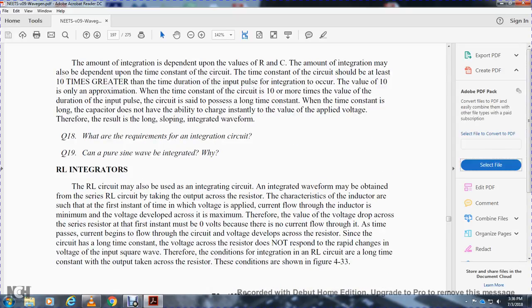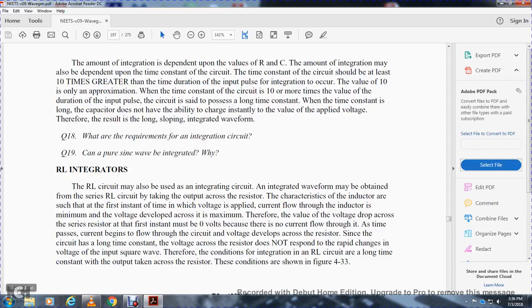RL integrators. The RL circuit may be used for integration. The integrated waveform must be obtained with a series RL circuit, making the output across the resistance. The characteristics of the inductor show that at the first instant of time, they oppose the current flow through the inductor, producing minimum current and maximum voltage across the inductor. Therefore, the voltage drop across the series resistor at the first instant must be 0 volts, because if there is no current flow through the circuit, there is no voltage drop across the resistor.